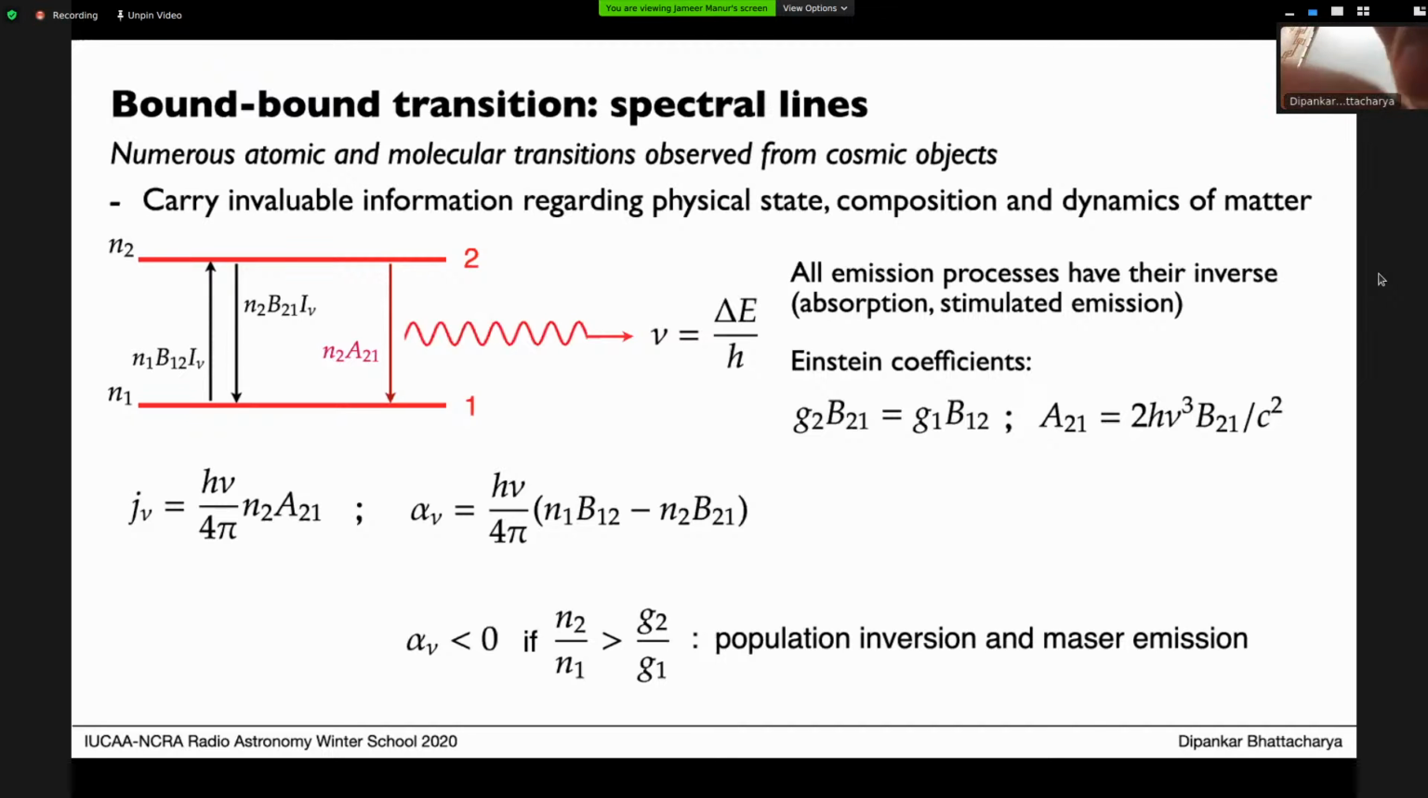Now, let us take two states, 1 and 2, as shown here, and let the population of electrons in these two states be N1 and N2.